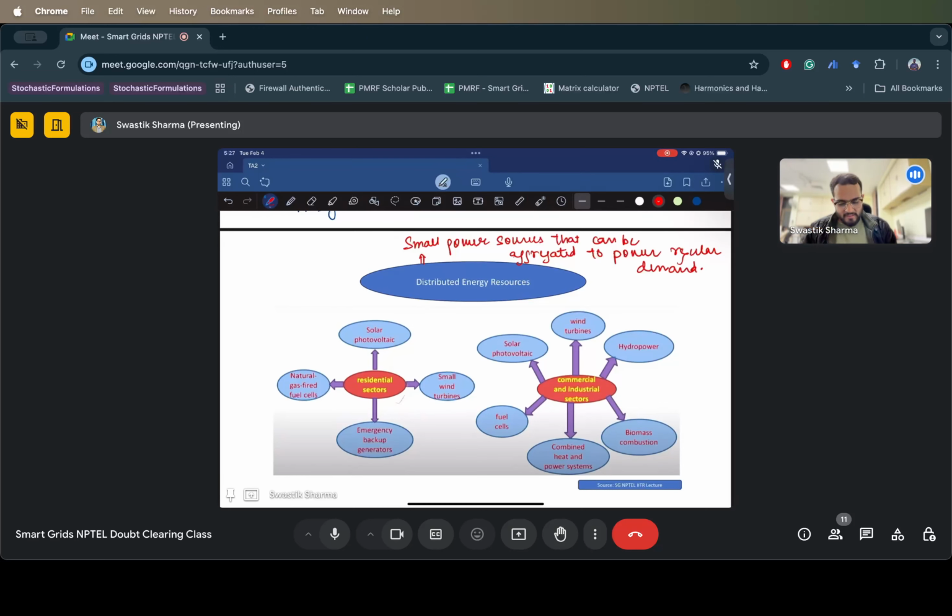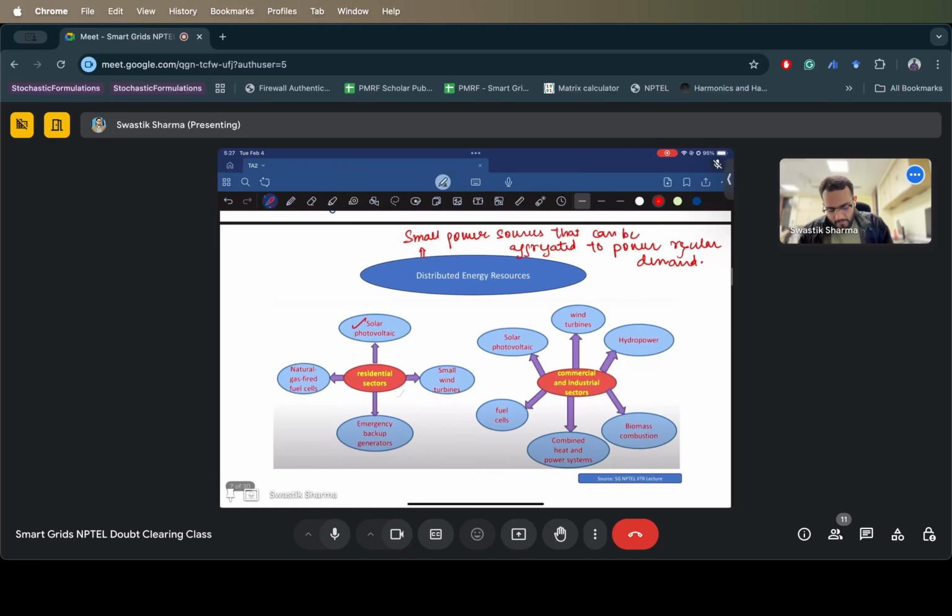So in the residential sectors, these DERs include solar photovoltaic that you have on your rooftop, or let's say you have a farm. Natural gas fired fuel cells, so you could have hydrogen fuel cells or gas fired fuel cells, which are used to create electricity through electrolysis, and these can also be used. And you have emergency backup generators.